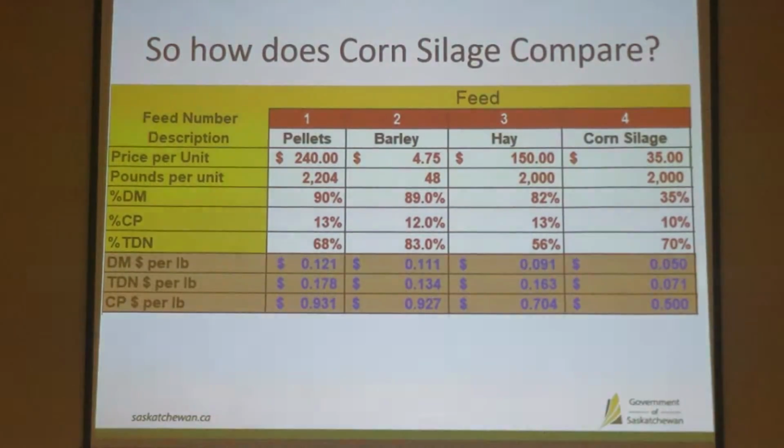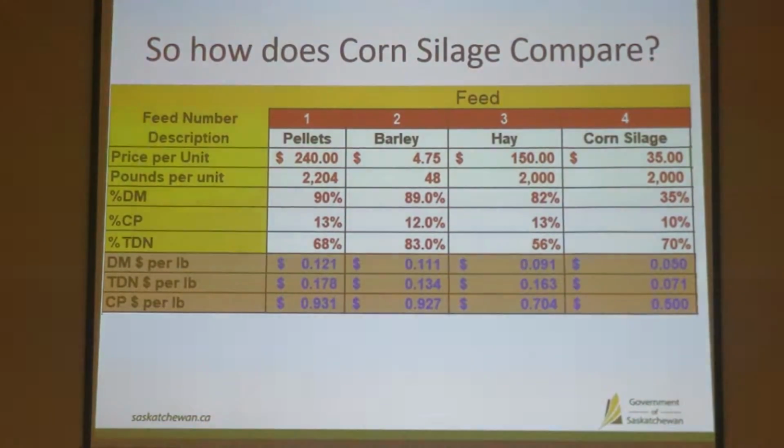The next thing you do is put in your price per unit. It seems like this year a lot of the pellets were about that $2.40 range, barley about $4.75. Hay earlier on, you could probably find it for $150 a ton, probably not anymore. And then if we can grow that corn silage for $35 a ton.